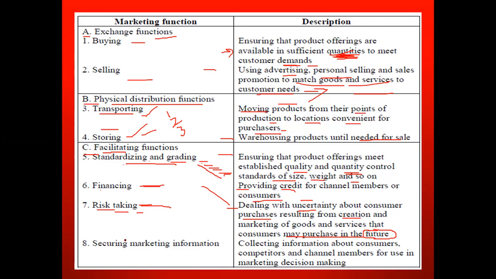Next, securing marketing information. The next one is securing the marketing information: collecting the information about the consumers, competitors and channel members for the use of marketing decision making. It is very, very important for the shopkeeper. So how are you securing the marketing information?